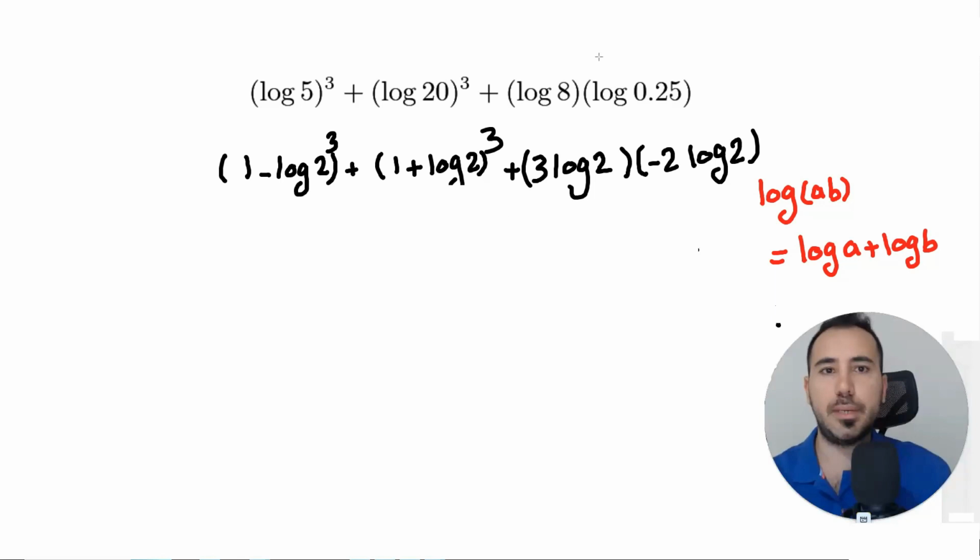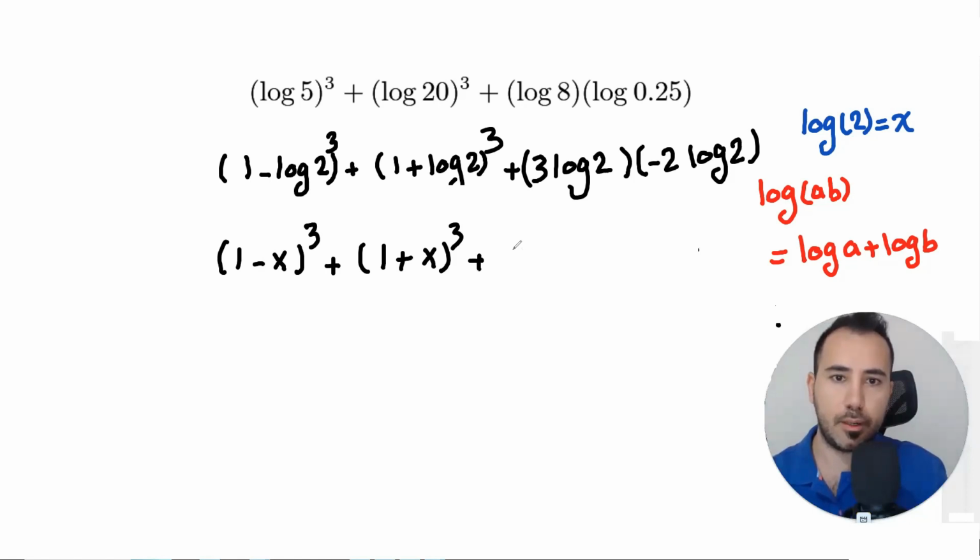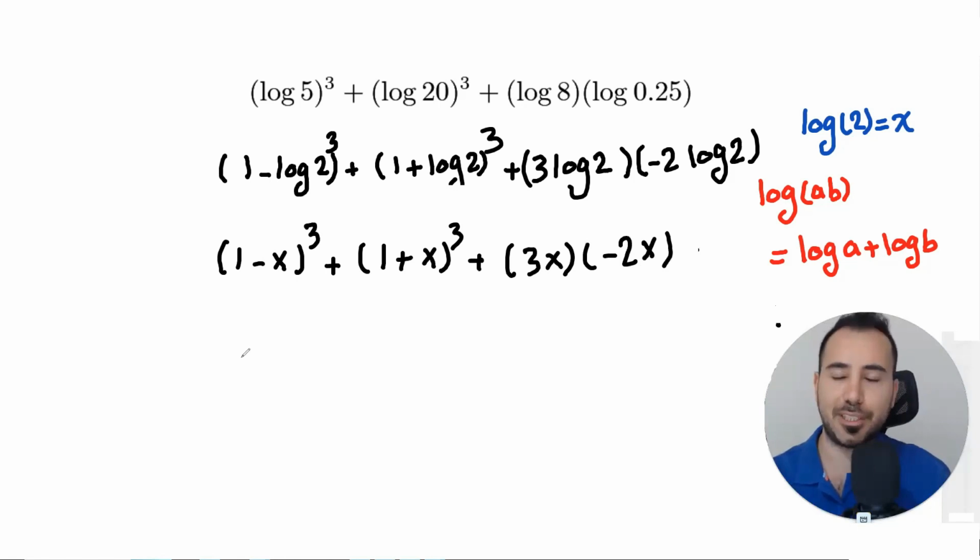To make it easier, let's assume the log of 2 is equal to x. So what we're really going to have is 1 minus x cubed, plus 1 plus x cubed, plus 3x multiplied by negative 2x. All we have to do is simplify this.